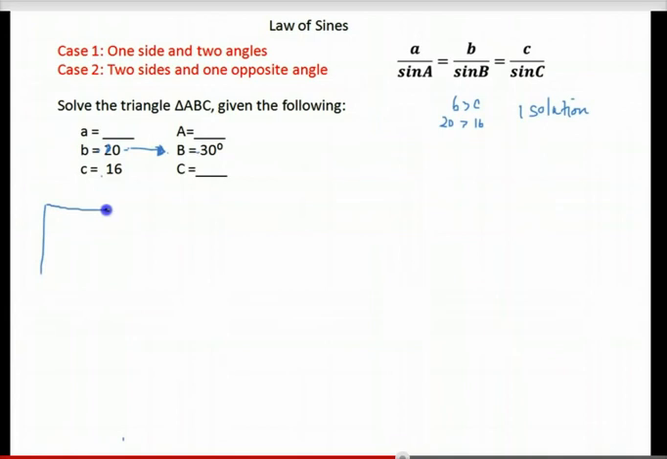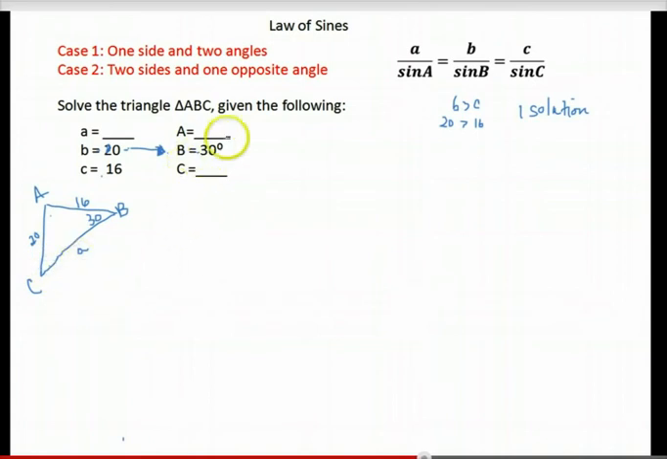This is with law of sines. I'm going to draw a little diagram. I know angle B is 30 and that the side opposite, little b, is 20. I know that the side opposite angle C is 16. I don't know angle A, I don't know the side opposite angle A, and I don't know angle C.